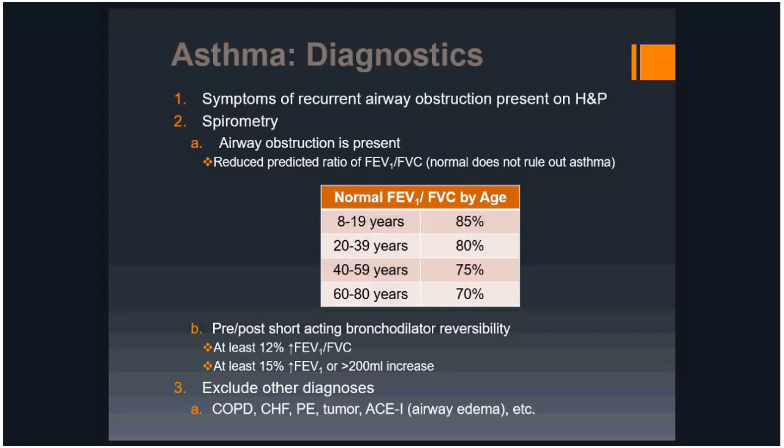When it comes to spirometry testing, which is the second component of asthma diagnostics, keep in mind that in actual practice, you may see spirometry testing used. You also may see that it is not used. However, when spirometry testing is used with asthma diagnosis, there should be some airway obstruction present. And so let me clarify that. When you see spirometry being used, airway obstruction is present.